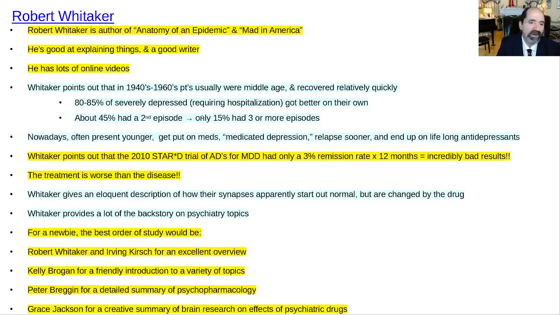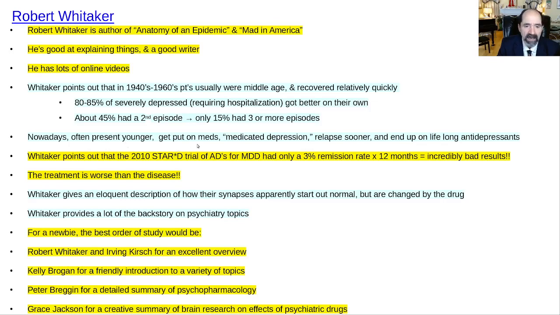Well, he said about 45% had a second episode. Only 15% had 3 or more episodes. But most of them just got on with their life. And if you have 2 episodes, then you get on with your life. So what? You're fine. And he was talking about really severely depressed people, so depressed, they had to be hospitalized. And they still had incredibly good results of just spontaneous recovery. So it's a disease which perhaps is best not treated other than close early supervision to avoid a suicide. Nowadays, Whitaker points out that people are getting depressed at younger ages.